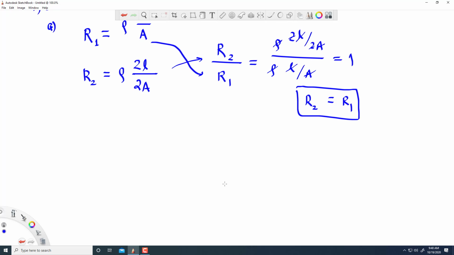And that makes sense because doubling the cross section decreases the resistance, and doubling the length increases the resistance. So there is compensation of increase and decrease. So that makes the resistance unchanged.